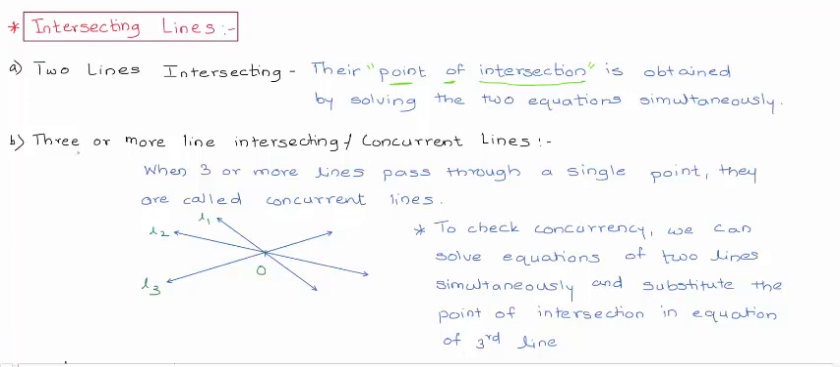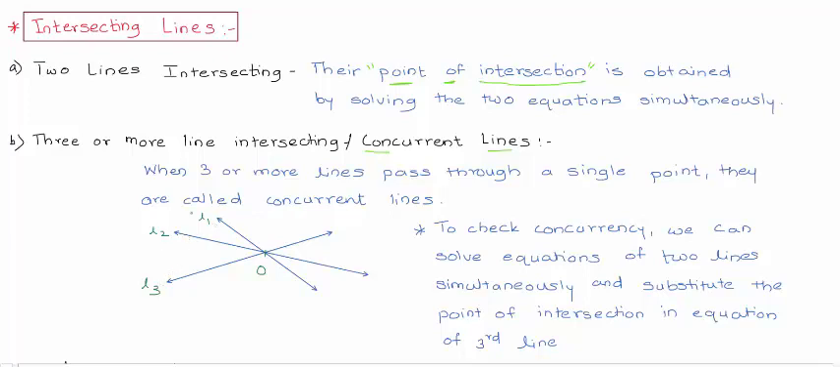Now, similarly, when three or more lines intersect at a point, they are called concurrent lines. Okay, students. So, what are concurrent lines? When three or more lines pass through a single point, they are called concurrent lines. In the diagram, you can see L1, L2, L3 are concurrent lines.